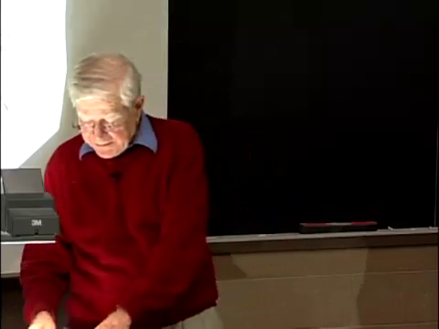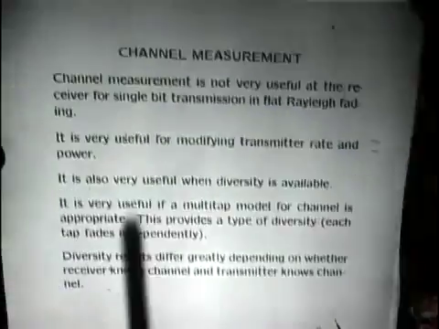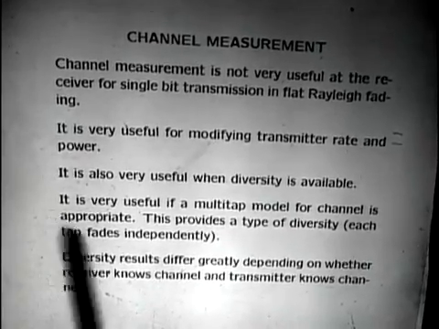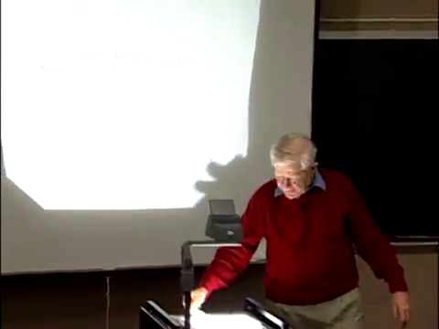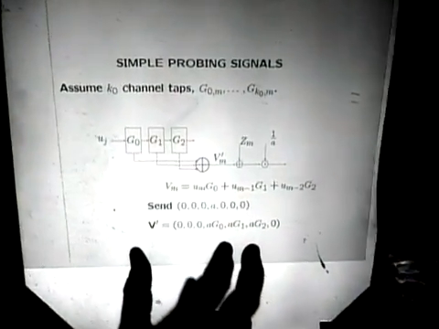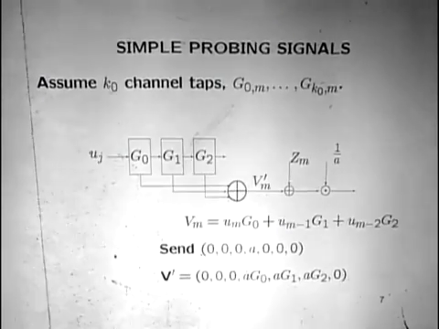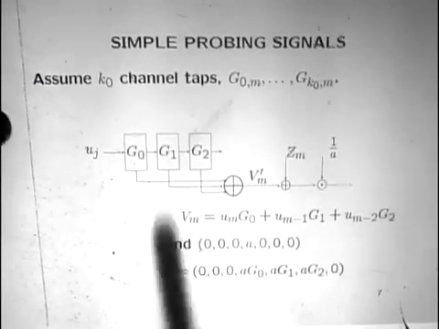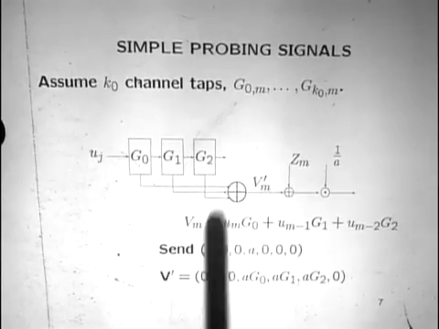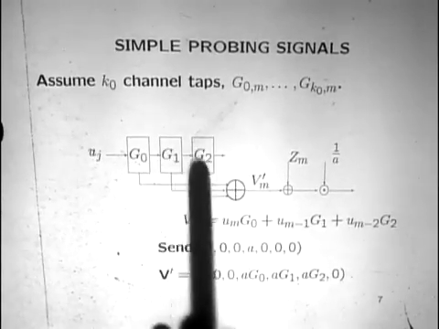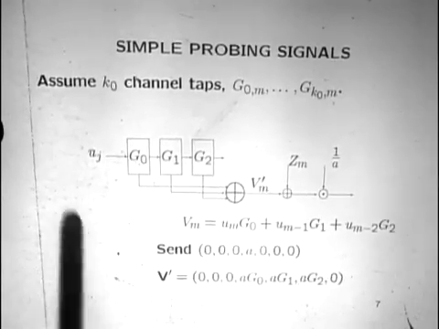So the question is, how do you use that? Well, if you're going to use it, you better be able to measure it. Okay, so now we're going to try to figure out how to do that measurement. And the first thing to do is to assume the simplest possible thing. I mean, suppose you know how many taps the channel has. Suppose it has K0 channel taps. So the channel looks like this: G0, G1, and G2.